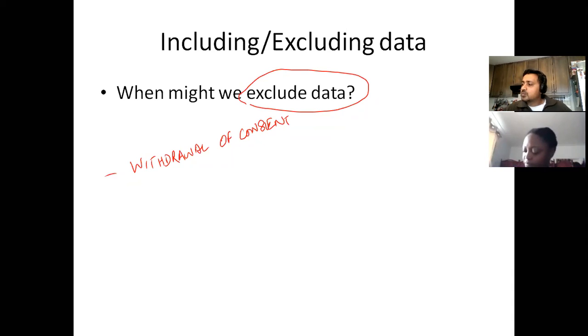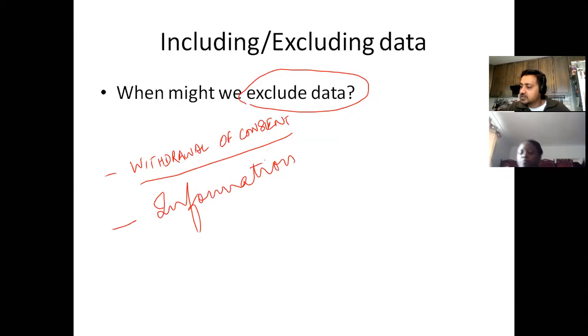Okay, so we might exclude data when there's withdrawal of consent, right? That's an obvious thing. Then Aretha said if the information is not relevant, 100%. If you're having an interview and you're talking about, say, responsive behaviors, and the PSW that you're interviewing starts talking about overstaffing and the number of hours and the number of clients or residents she has to deal with, that's irrelevant information. So we would exclude that data.